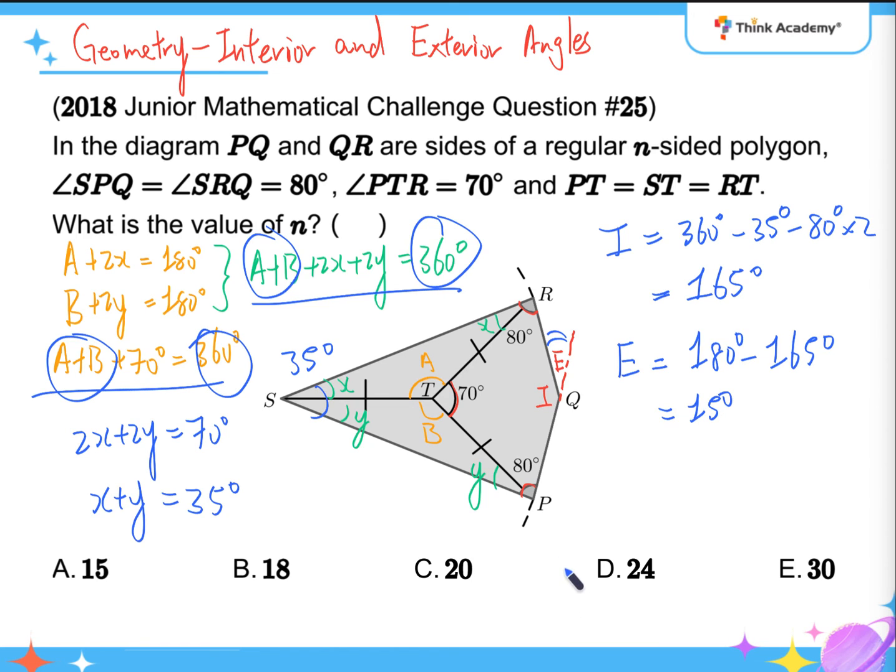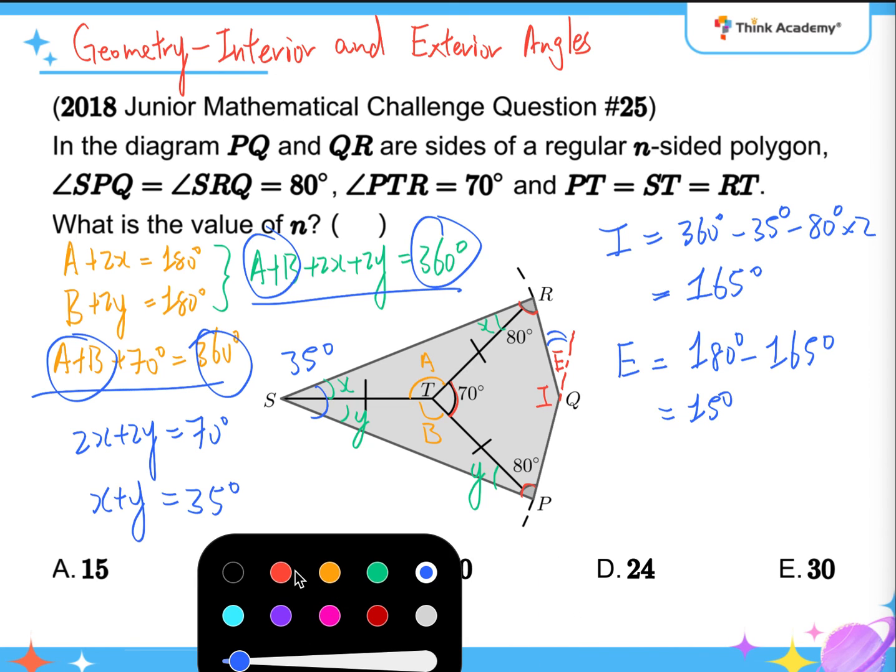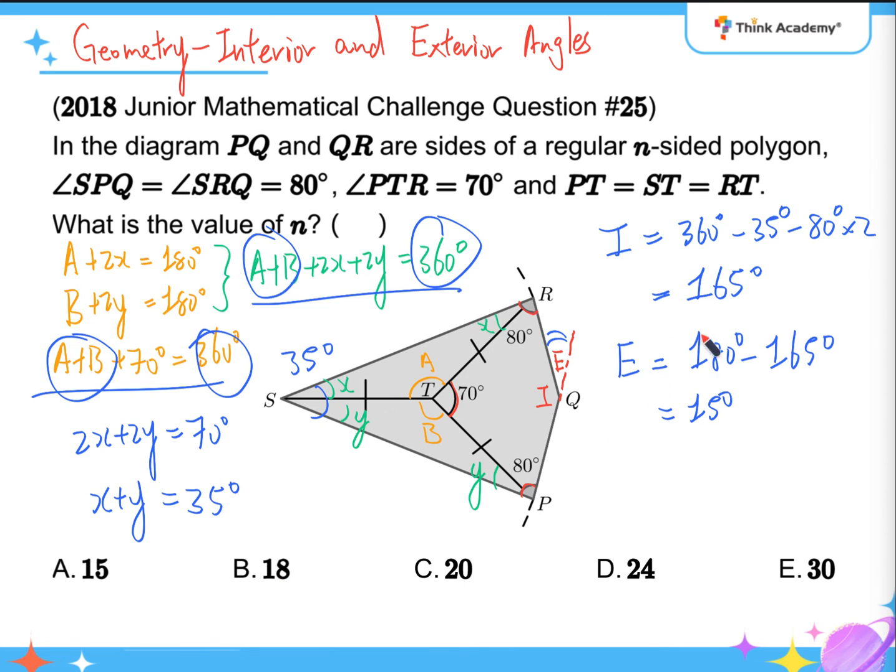And because all the exterior angles add up to 360, and the number of exterior angles is equal to the number of sides it has, right? Because for a regular n-sided polygon, it has n sides, n vertices, so definitely there will be n exterior angles, right? Each vertex has one exterior angle. So, we just need to divide 360 by 15, and that's going to be n. So it's going to be 24.